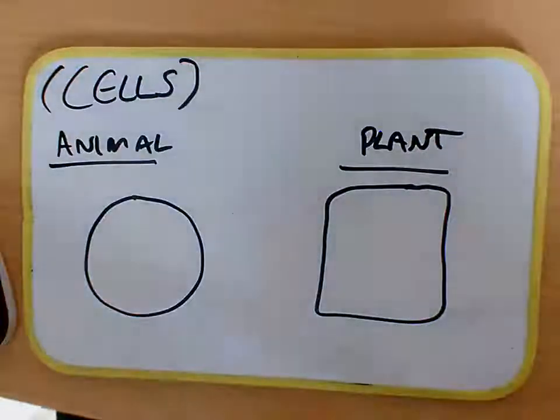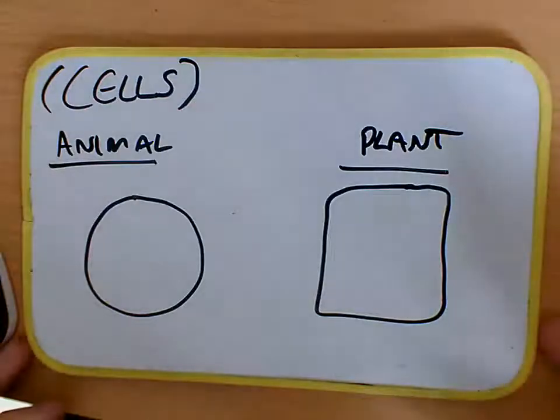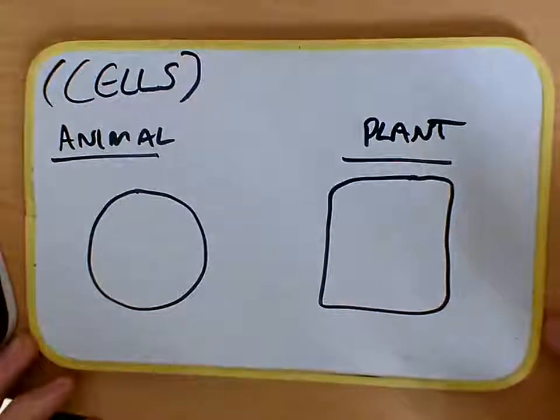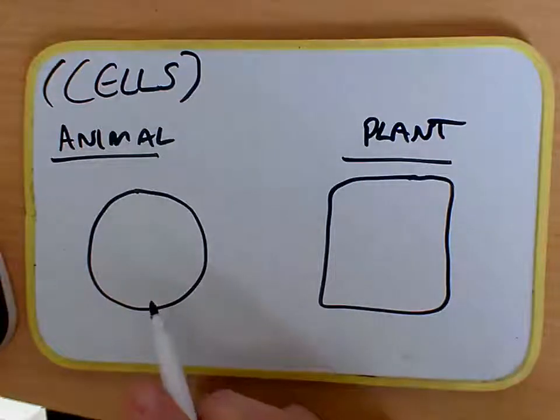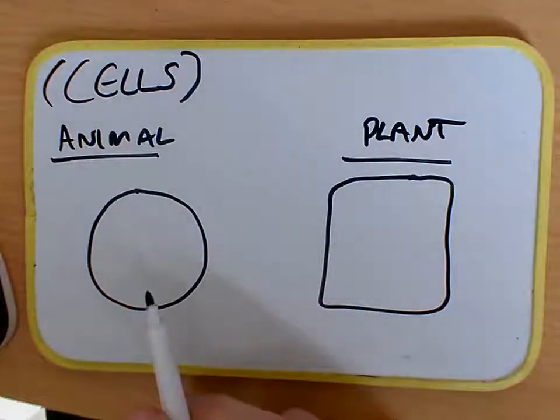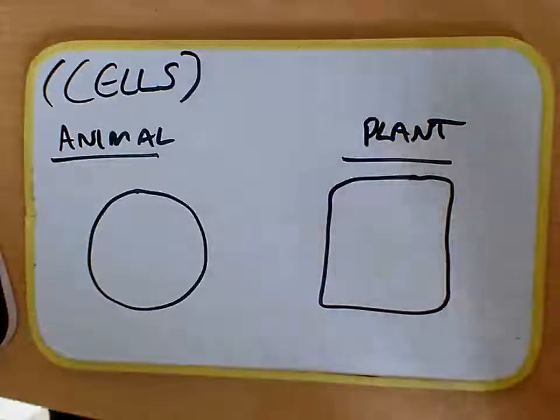Okay, so let's have a look at animal and plant cells. So you notice straight away you've got a difference in shape. So animal cells, such as say a skin cell, tend to have this more round shape, and the typical plant cell tends to be more square or rectangular.